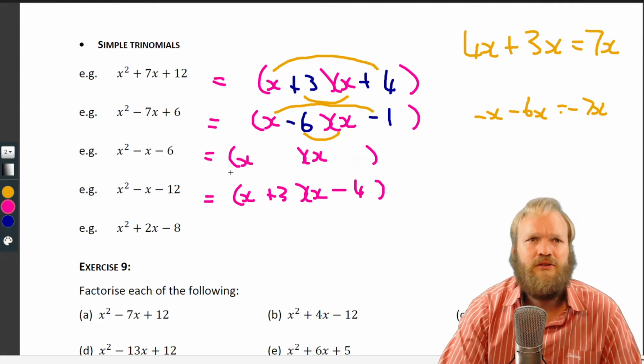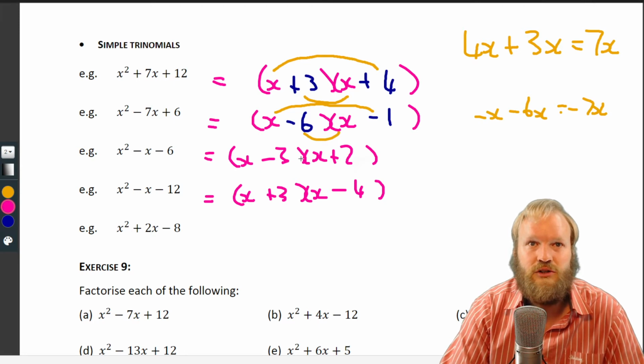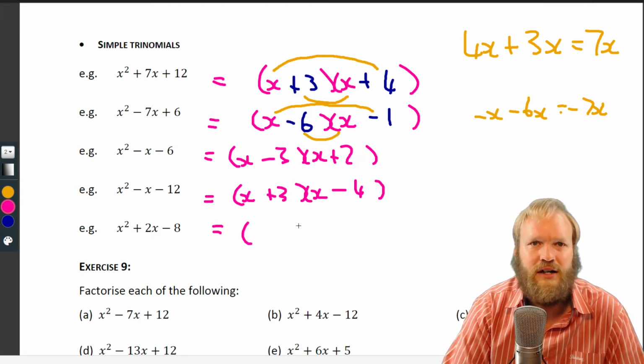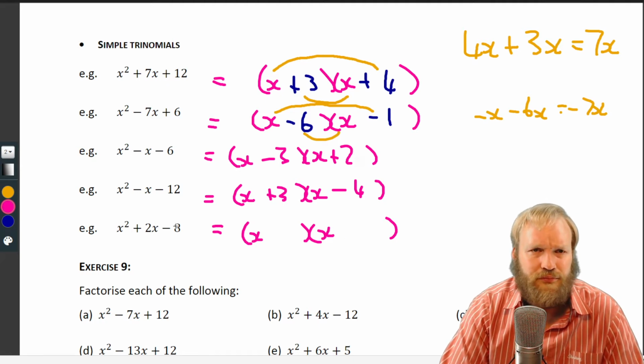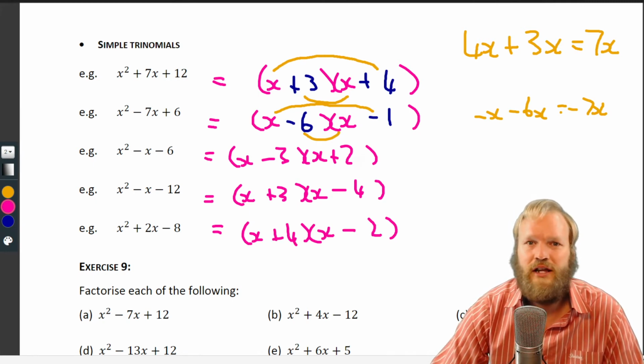Cool. And what do we have for this one? Probably 3 and 2, right? Minus 3x plus 2x. Cool, looking good. And then our last example here, x, x, and we're going times 8. Well, 4 and 2 looks great. Plus 4, minus 2. 4x minus 2x gives you 2x. Cool, so that looks great.